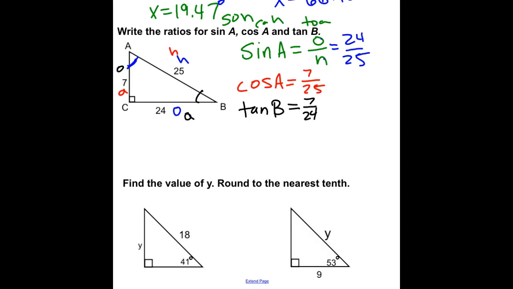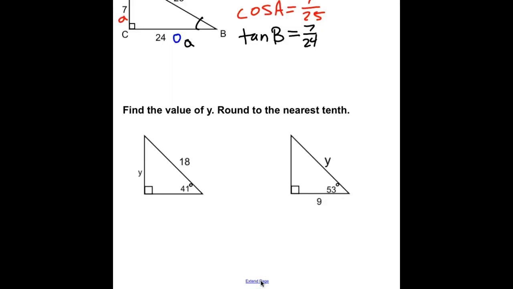All right? So what you're going to do next is you're going to move down to these next ones, and you're going to find the values of y. You're going to round your answer to the nearest tenth. So this is where all those trig skills come into play. You look at the triangle, you mark your angle, and you look at your sides. Well, y is opposite, and 18 is the hypotenuse. So if I think of SOHCAHTOA, I have to determine which one uses the opposite and the hypotenuse. That's SOH. So I go sine.